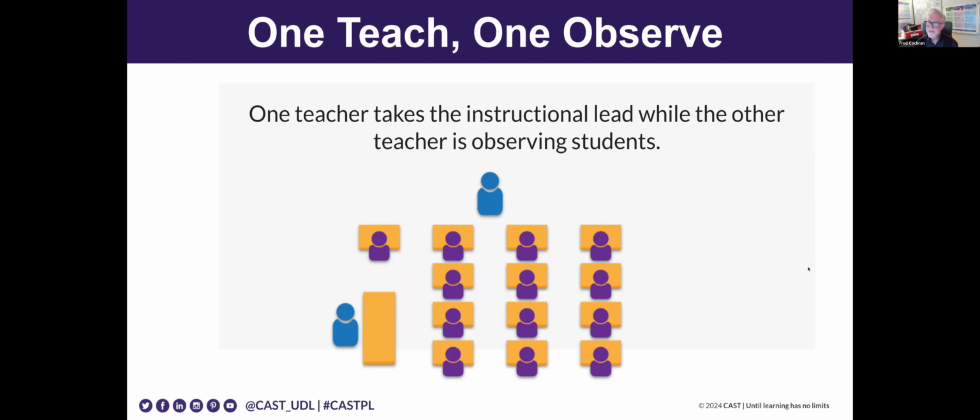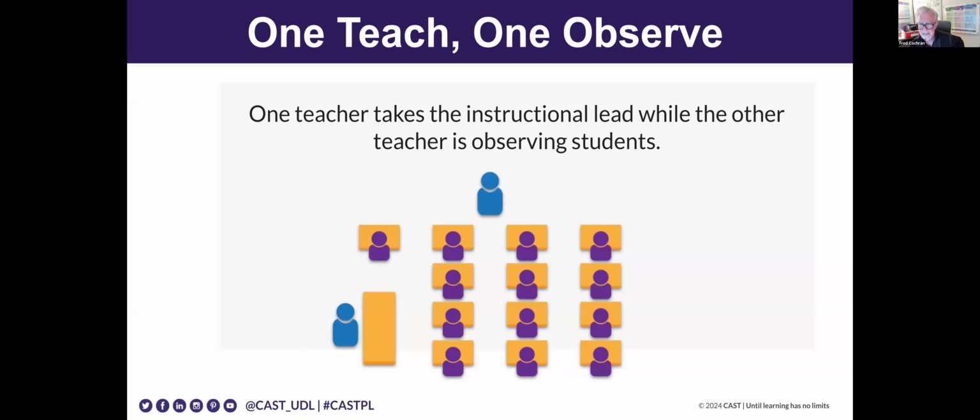Right. One teacher, one observe. That's another model where one teacher takes the instructional lead while the other teacher is observing students. That could be helpful, especially when you are giving feedback to each other as to what's happening with students in the classroom. What do you think? Yeah, taking notes for that purpose. I think it's important.